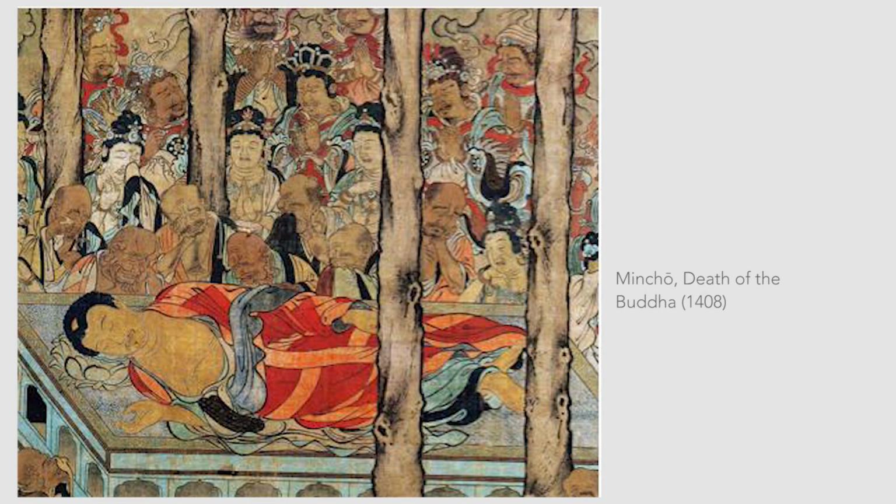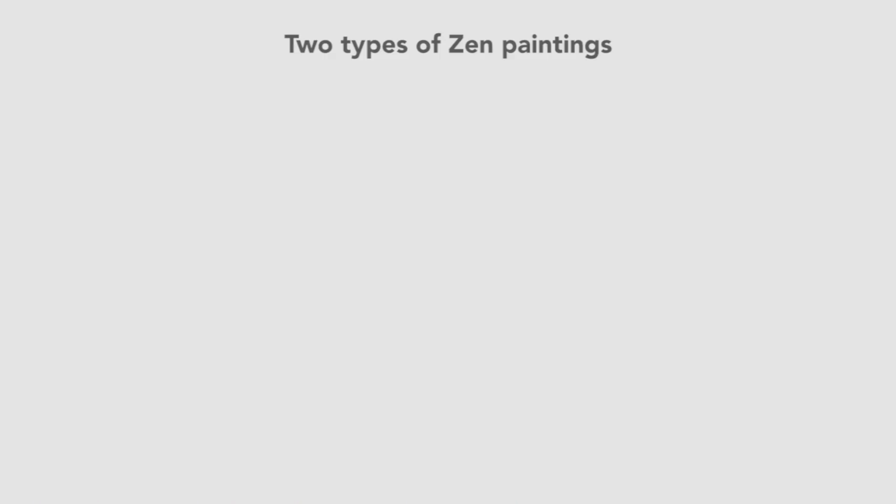The outlines are of varying widths, and some shading is used to model the old and emaciated faces of Buddhist disciples. While it's not totally monochromatic, it primarily uses red as an accent against the different flesh tones in black. There are two types of Zen paintings, exemplified here by two of Mincho's paintings.